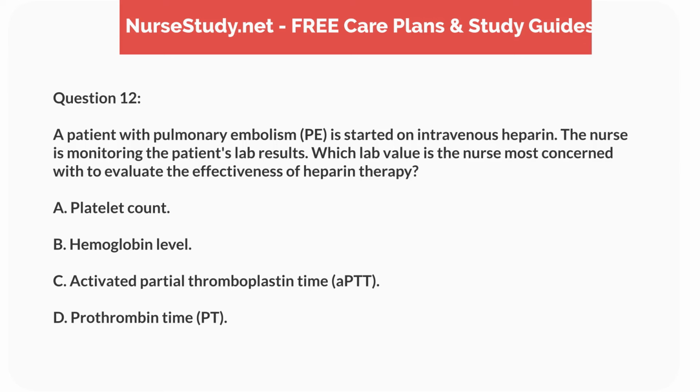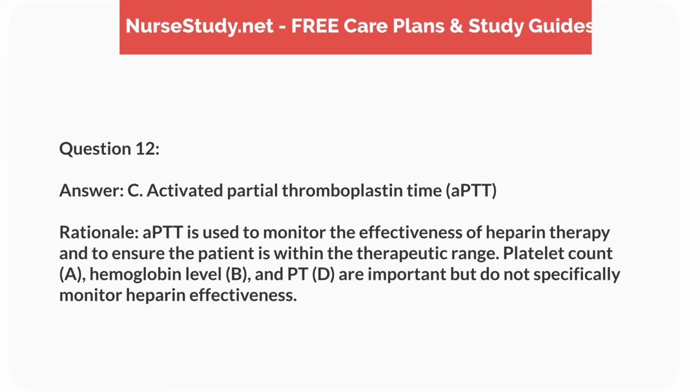Question 12. A patient with pulmonary embolism, PE, is started on intravenous heparin. The nurse is monitoring the patient's lab results. Which lab value is the nurse most concerned with to evaluate the effectiveness of heparin therapy? A. Platelet count. B. Hemoglobin level. C. Activated partial thromboplastin time, APTT. D. Prothrombin time, PT.